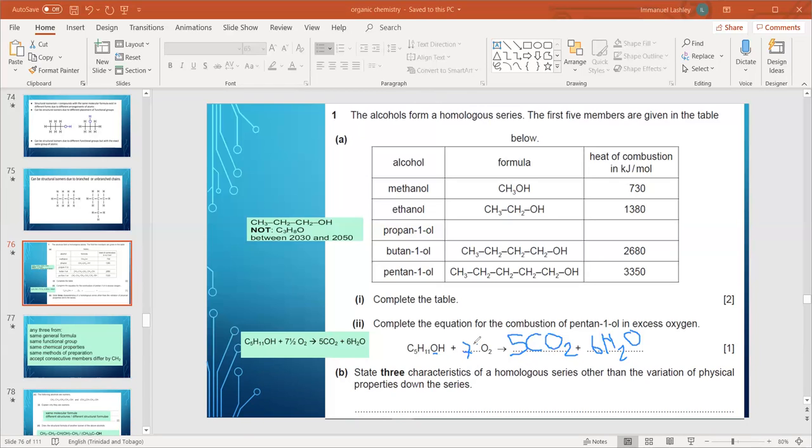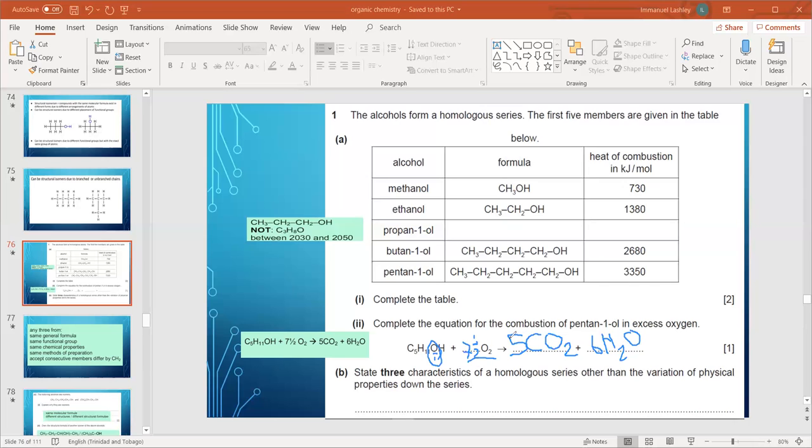7.5 by 2, that will give me 15, plus the 1 in the alcohol will give me 16. So this here would give me 15 oxygens, and this one here would make it 16. So the balanced equation is supposed to be 7.5 O2 to give me 5 molecules of carbon dioxide and 6 molecules of water.